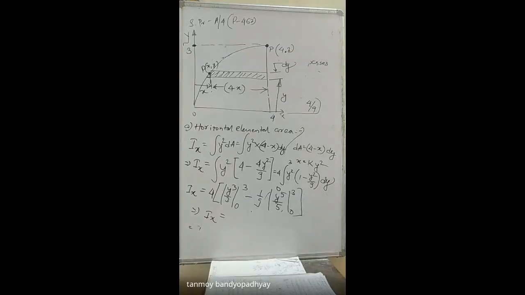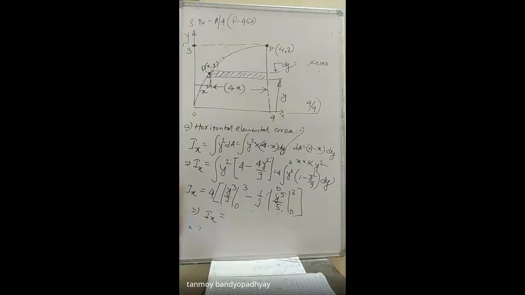22/5. Calculated in decimals, see what you get, 14.4. It is 14.4. It will be unit to the power 4 actually. So it should be y squared dA, so its unit will be whatever is the unit, meter, millimeter, that to the power 4. Okay, sir? So it should be unit to the power 4, whatever is here.